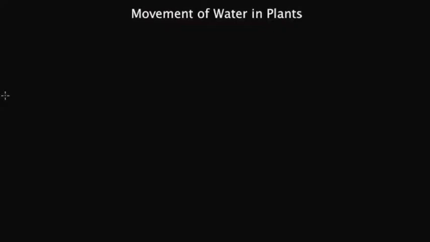Okay, so movement of water in plants. When we talk about movement of water in plants, the gist of this lesson is talking about the factors that are helping the transportation of water in plants, up. Because the biggest obstacle in transportation of water in plants is to overcome the gravitational force that pulls down the water from going up.